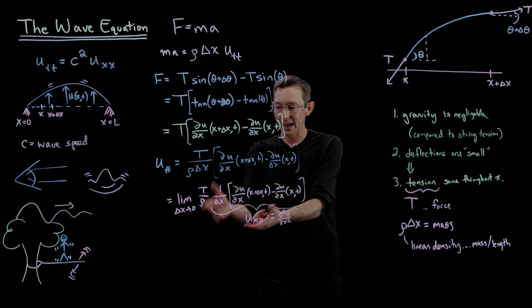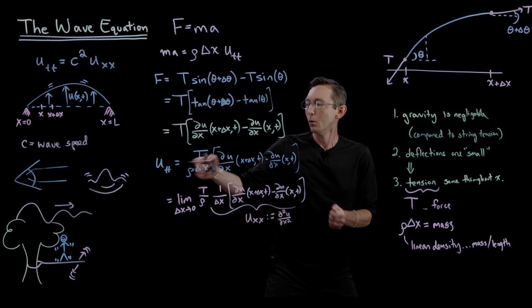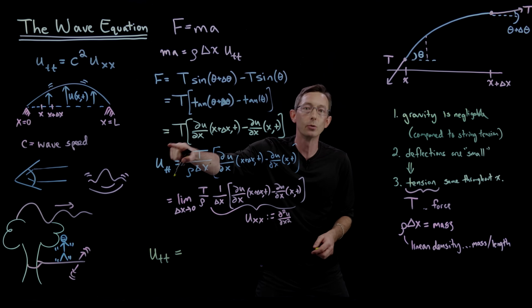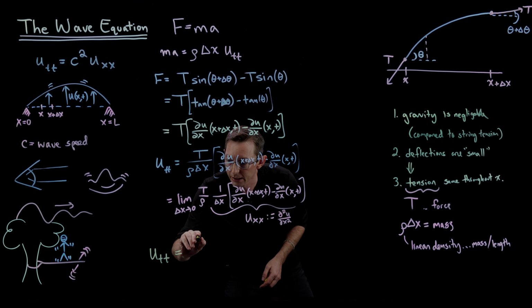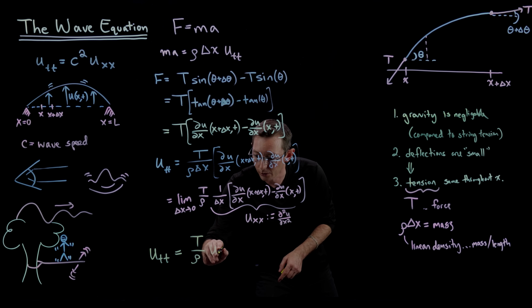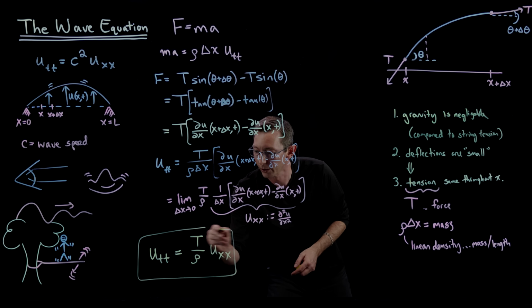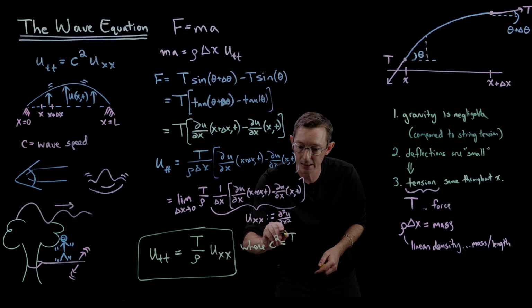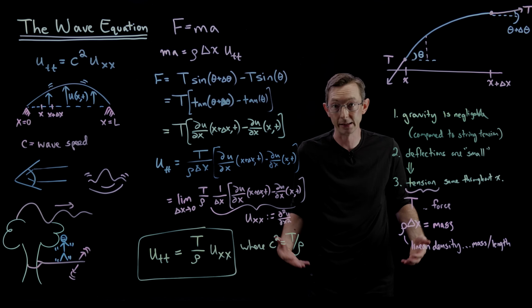And so now we have derived the wave equation. We're at the end where u_tt, the second partial derivative of u with respect to time, this is the acceleration term, is equal to T over rho times u_xx. So this is the wave equation where c squared equals T over rho. Okay, the tension divided by the linear density.